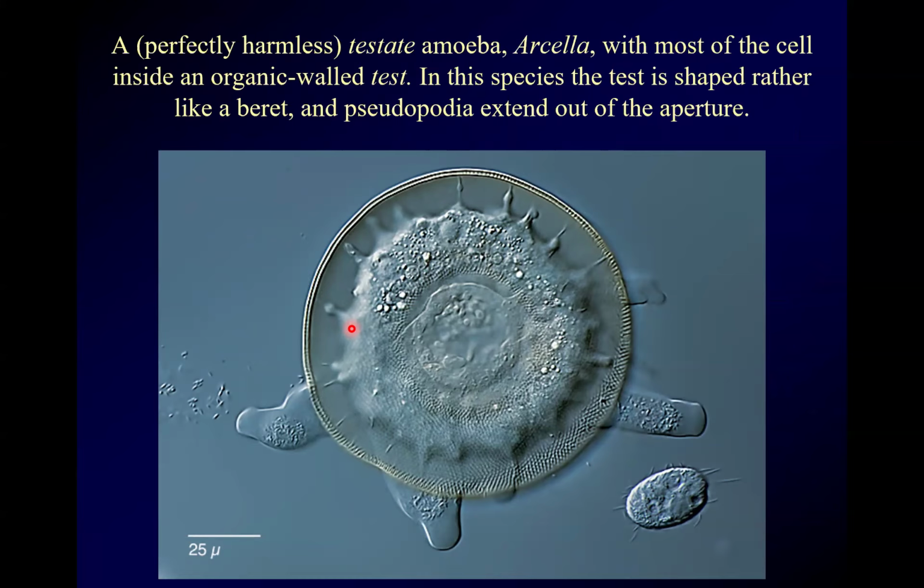Testate amoebas are quite common in freshwater environments, and these are completely harmless. This one's called Arcella, and you're seeing a top view. This brown thing that you're seeing right there is the test, and in 3 dimensions, this thing would look kind of like a big floppy beret. This round thing right there, that's the opening. That's where the head would go. Most of the amoeba cell itself is inside the test. But there's this opening in the bottom, and coming out of the bottom, you have multiple pseudopods.